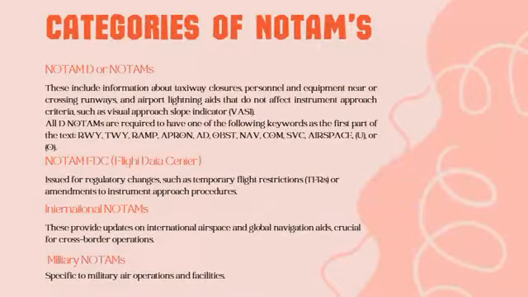NOTAMs cover a wide range of information and are generally classified into four categories based on their purpose and urgency. Let's start with NOTAM D. These include information about taxiway closures, personnel and equipment near or crossing runways, and airport lighting aids that do not affect instrument approach criteria, such as visual approach slope indicator. All the NOTAMs are required to have one keyword as the first part of the text.